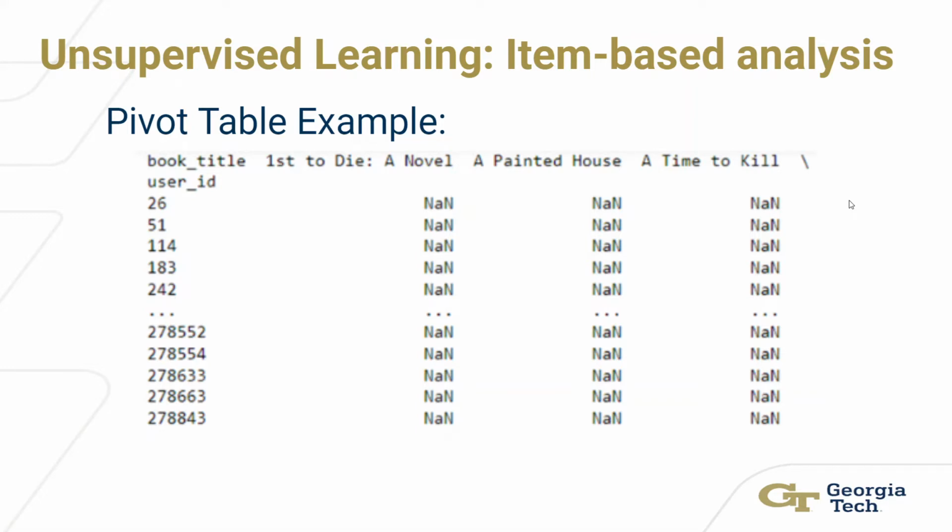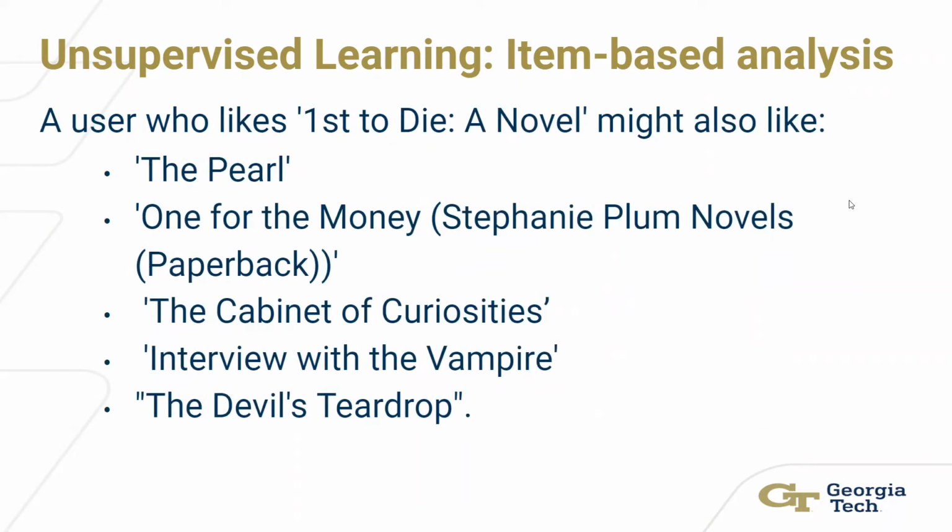Finally, we used pairwise cosine similarity to find books that are similar to our input book. Here is an example of 5 recommendations generated through item-based analysis.